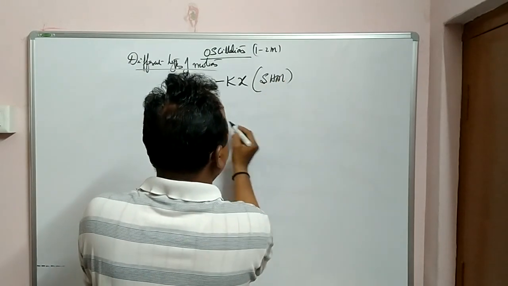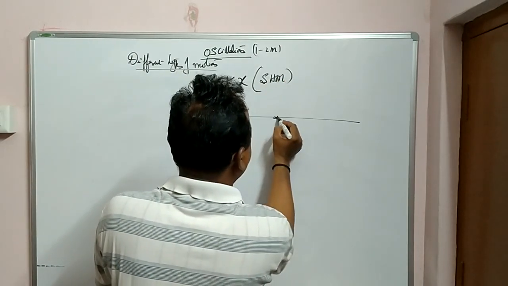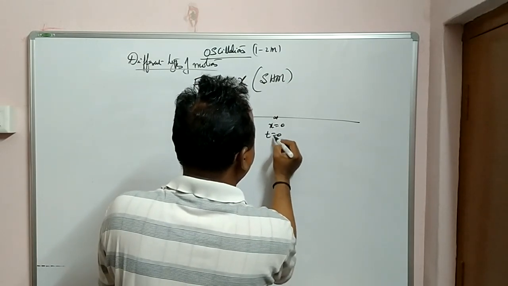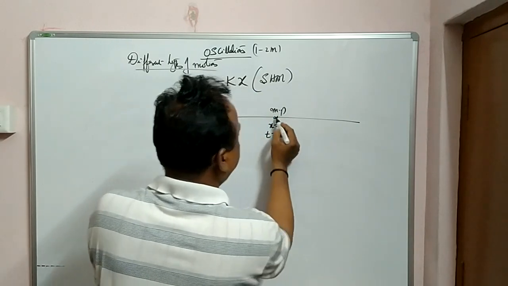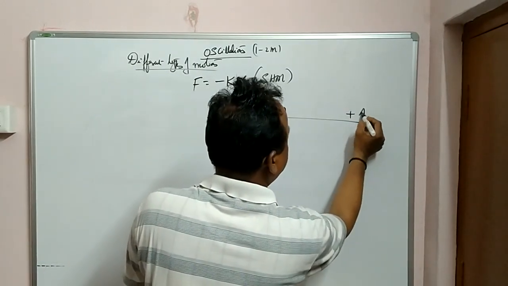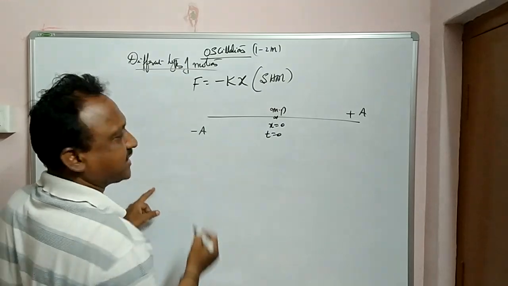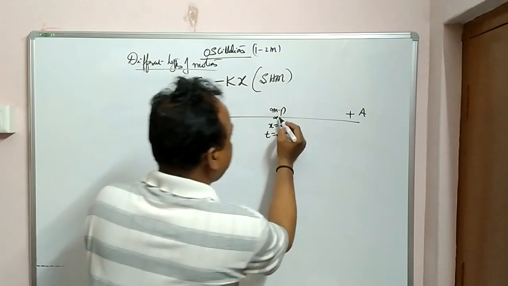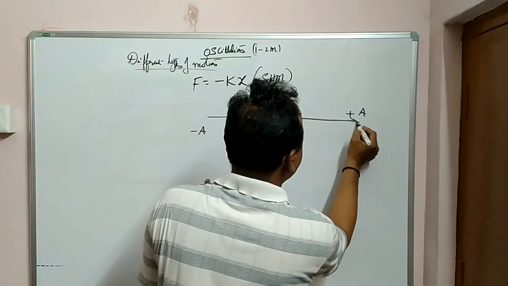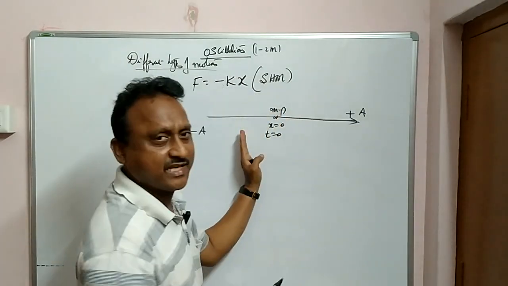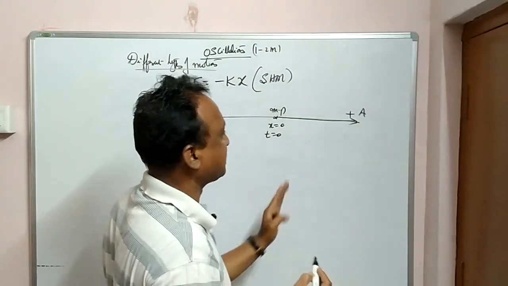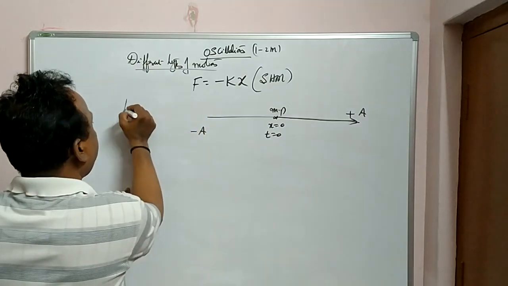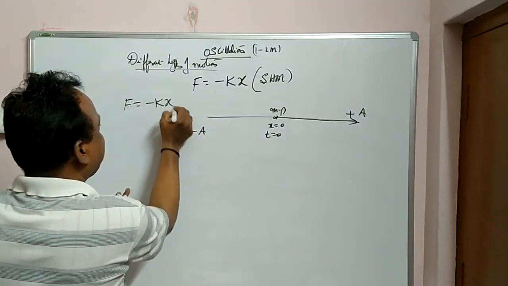For example, take this as the mean position, that is x is equal to 0, t is equal to 0, mean position. Now from here, this is the positive side and this is the negative side. For example, the body is going in this direction, a positive direction and a positive displacement. Now from there, who is pulling? This force is pulling. What is the force? F is equal to minus kx.